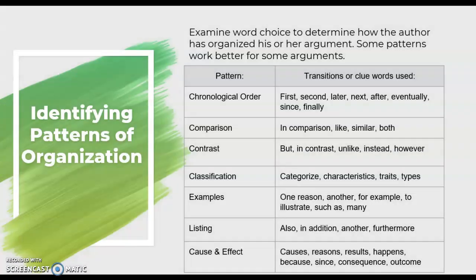Finally, part of patterns of organization is also determining how the author has presented the evidence that they have to share. Are they using a chronological order? Are they comparing and contrasting two things? Are they setting up a cause and effect pattern? In many cases, an article will have multiple different patterns of organization scattered throughout.